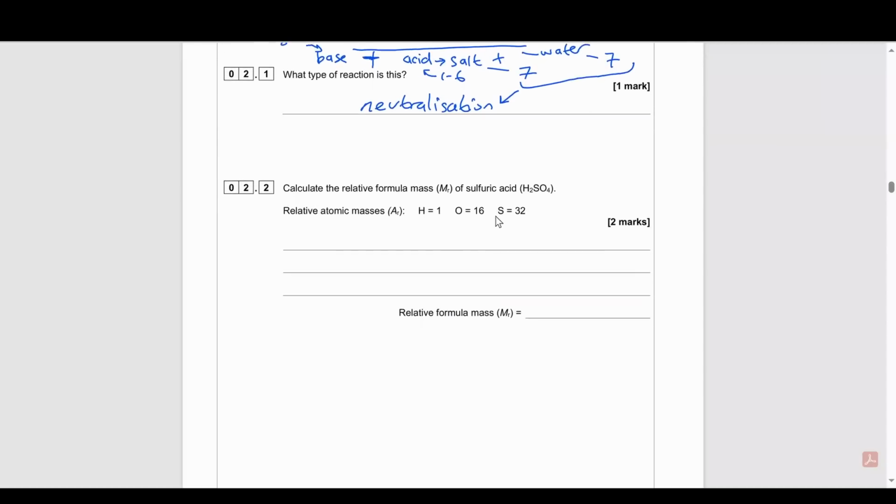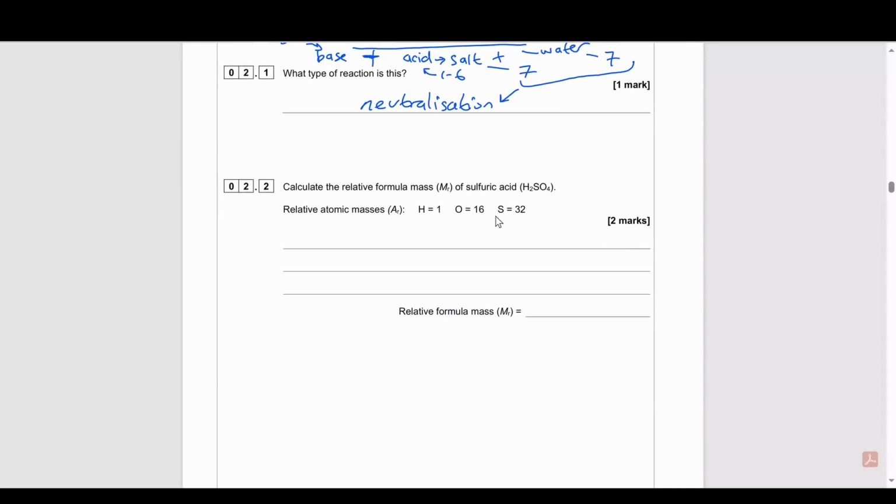2.2. Calculate the relative formula mass of sulfuric acid. Formula is given, and the relative atomic masses of hydrogen, oxygen, and sulfur are all given. So, to find the relative formula mass, we need to add up the relative atomic masses from what is in our formula that we're interested in. So let's take first hydrogen. We know the relative atomic mass is 1, but looking at the formula, there are 2 atoms of hydrogen. So it would be 1 times 2. Remember, we're adding.